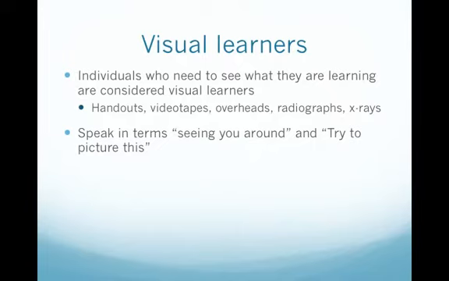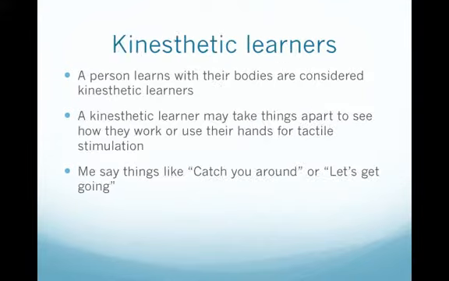Visual learners. Individuals who need to see what they're learning are considered visual learners. Now, things that will help visual learners are handouts, videotapes or videos, overheads, radiographs, or x-rays. Whenever they speak in terms like "see you around" or "try to picture this," they're very visual as far as the mind's eye even goes. The point of this is please ensure that the visual aids are correct. If they see something, it'll reinforce a bad habit, or it'll reinforce something that's not true. So be sure your visual aids are correct.